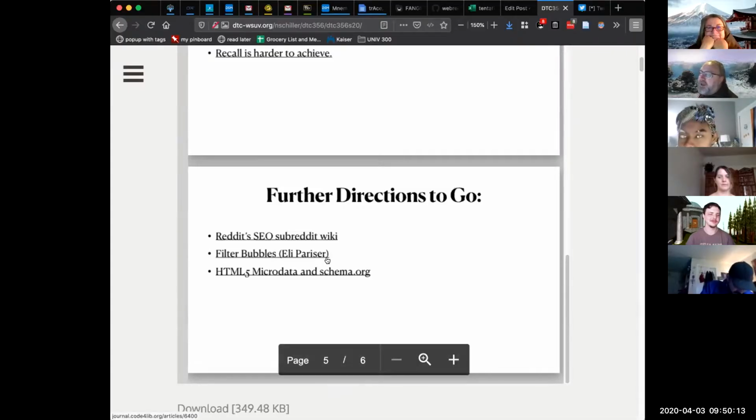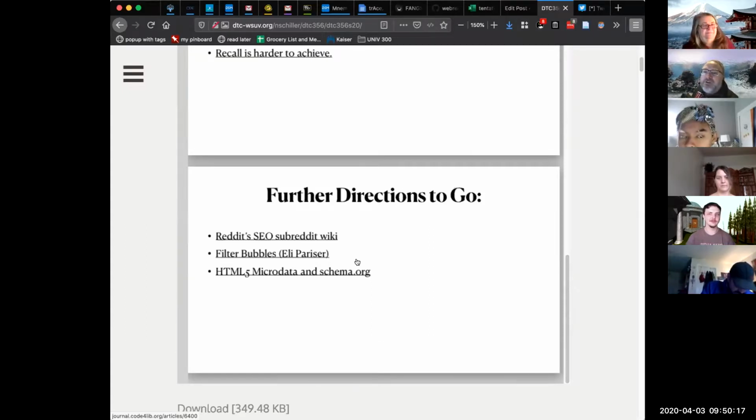So Eli Pariser wrote a book with the same title, basically covers how personalization of search results works, how all of our Google results are constructed from different elements, so they tend to be different, and how that's affecting things. Since we have a little bit of time, there's a lot more to be said about that.